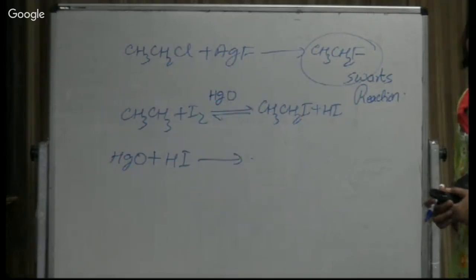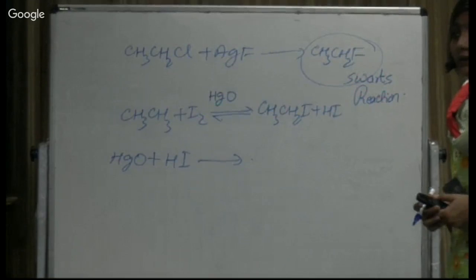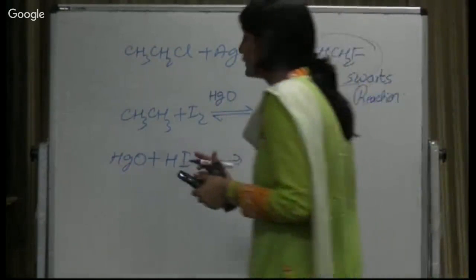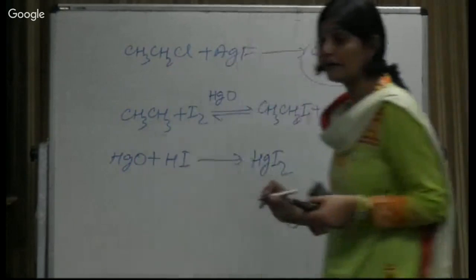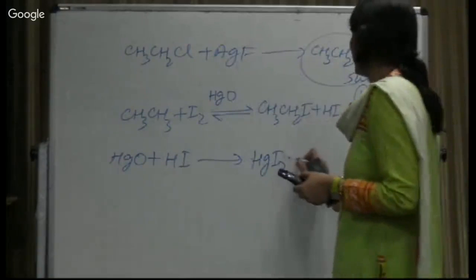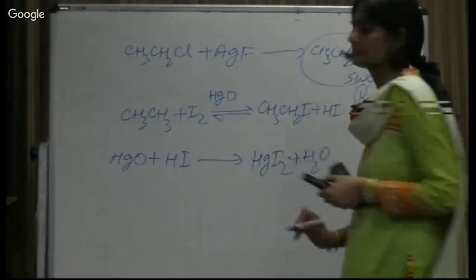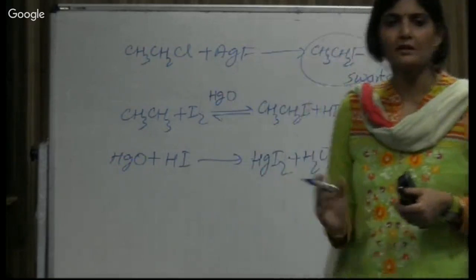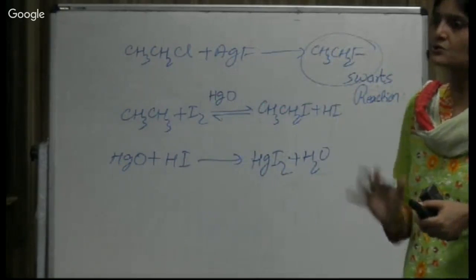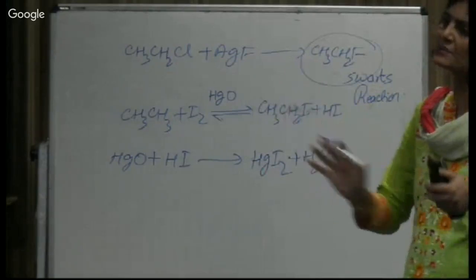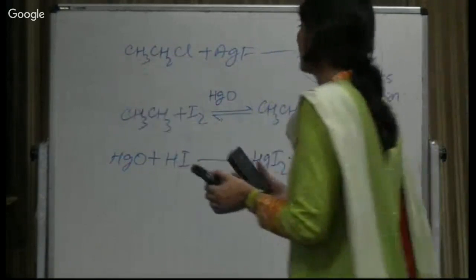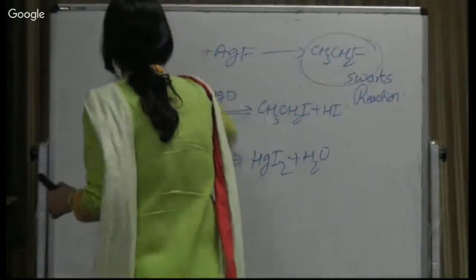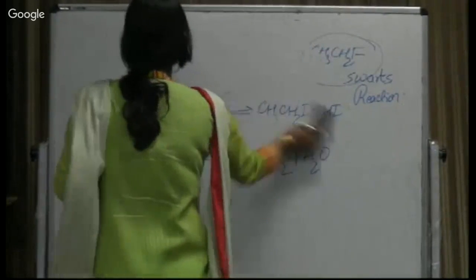Mercuric oxide will react with HI, hydrogen iodide. It will be converted into mercuric iodide as the product. So HI is being removed from the reaction mixture, so the reaction will move more in the forward direction. Right? Now, let us come to the chlorination or bromination reaction.